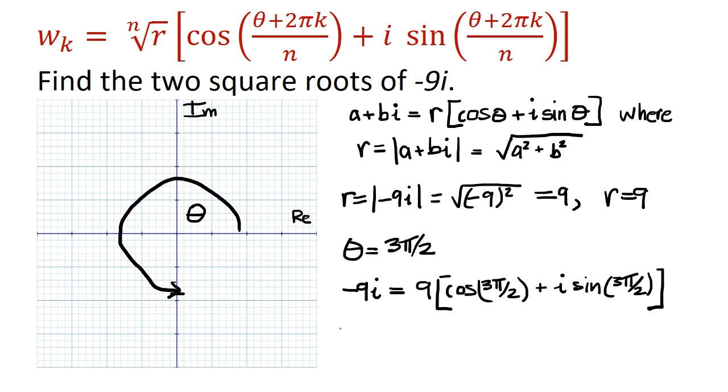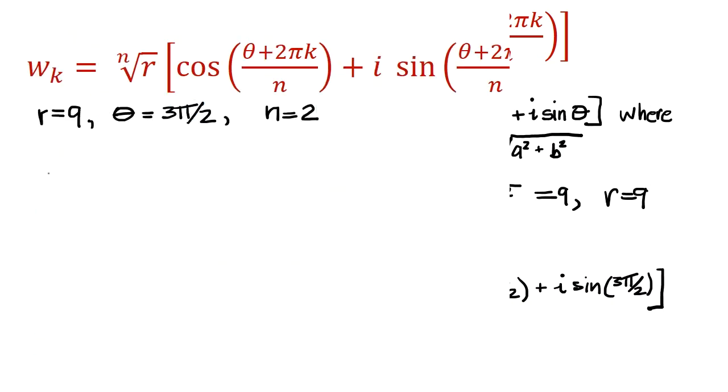And I'll notice for my problem, I want n equal to 2. I want to get two roots. And I've got r now, I've got n and theta, so I have everything I need to apply the formula. So let's apply DeMoivre's theorem.